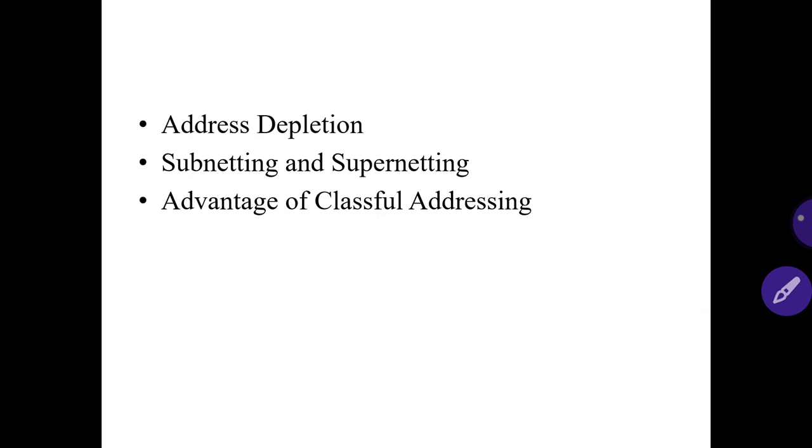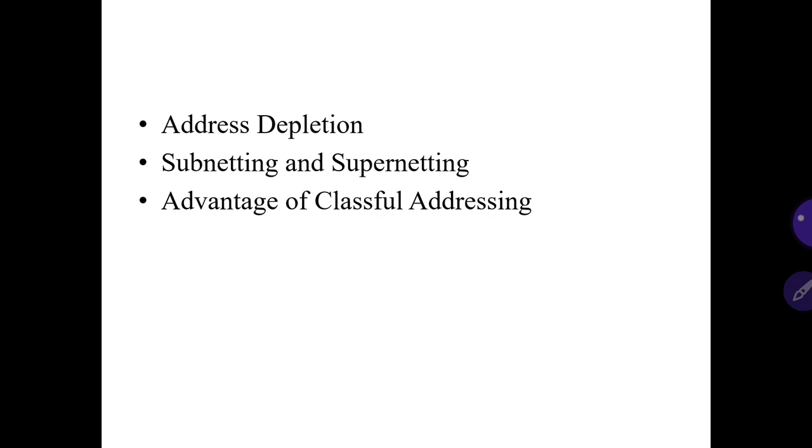Okay, so address depletion, subnetting and supernetting, advantages of classical addressing. Address depletion is nothing but emptiness of an address. In the classical addresses, class A, class B, class C, class A has a huge number of addresses, so each block will be of a huge number. Class C has a minimum size, like 256.